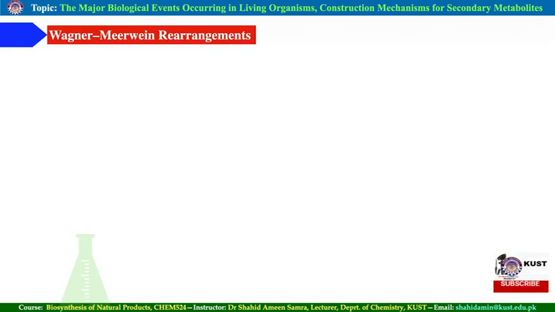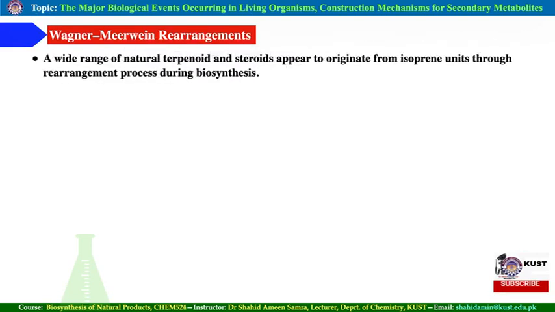So first we'll look at Wagner-Meerwein rearrangements. During the biosynthesis of different natural products like terpenoids and steroids, some specific 5-carbon units that we discussed before, named isoprene units, are utilized. Sometimes these are utilized as such, but many times they undergo a rearrangement, where one part of the molecule rearranges, that is, a shifting of groups may occur. This happens by a specific process that we call Wagner-Meerwein rearrangement.